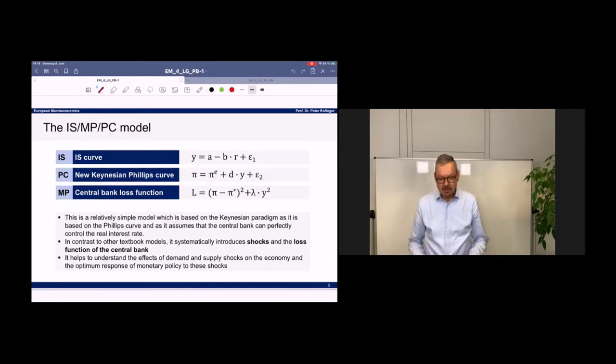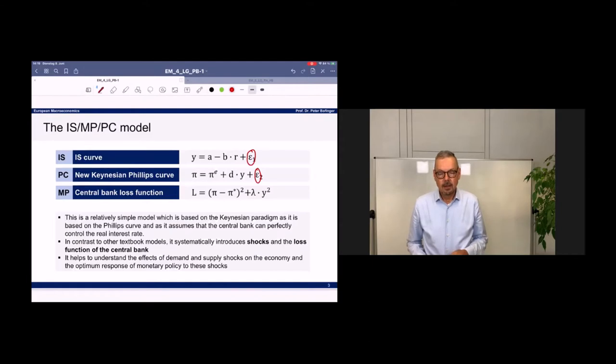So we have an IS curve, we have a Phillips curve, we already talked about that. And then we introduce the central bank with what is called a monetary policy curve, monetary policy equation. And this is represented by a loss function. And we have the shocks here, epsilon one, epsilon two. I think the best thing is if you go through these equations, you see it's relatively simple, three equations. And the model is called the IS-MP-PC model. And this kind of model you can find in many textbooks.